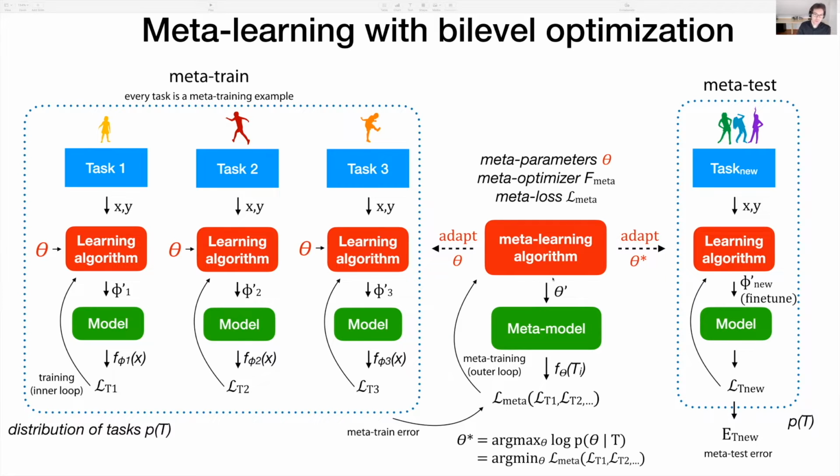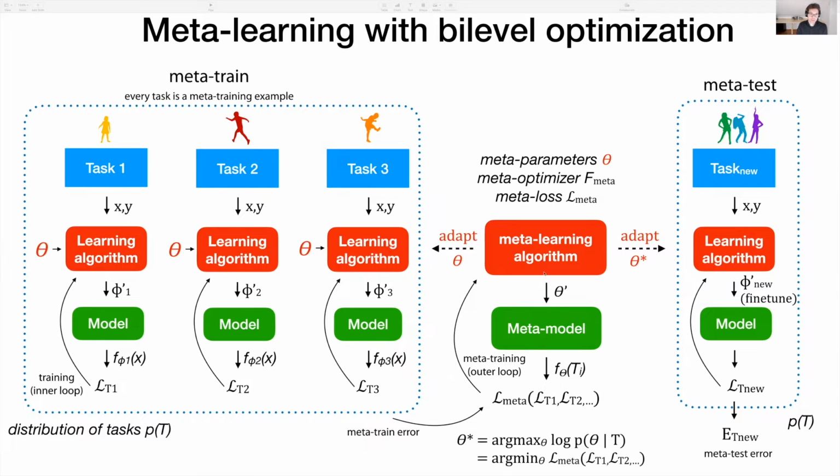The meta learning algorithm learns these parameters theta, gives them to the base learning algorithms, which will then use them to instantiate models and train on the tasks. This is our inner training loop. And after the model has been trained, we get a final error and we give that back to the meta learner, which then computes a meta loss over a group of tasks, and then uses that loss to optimize its own parameters theta.